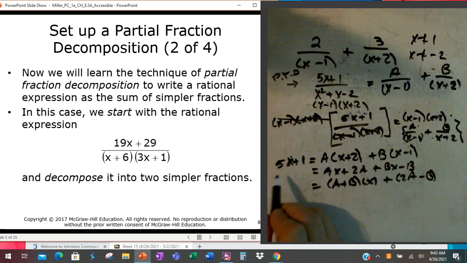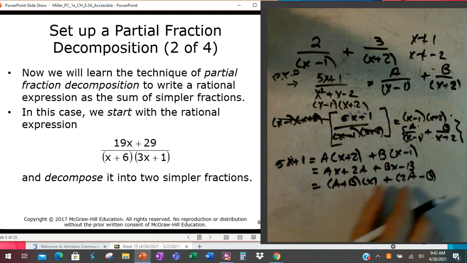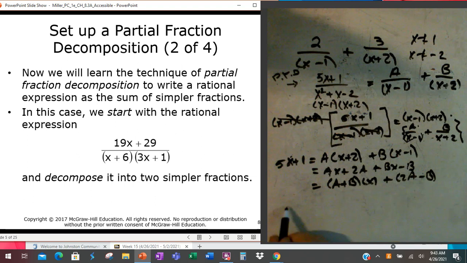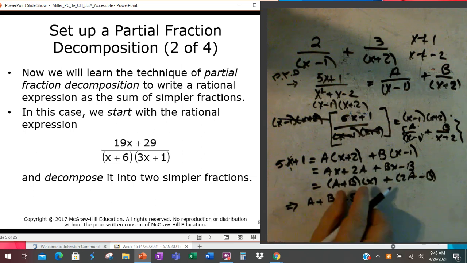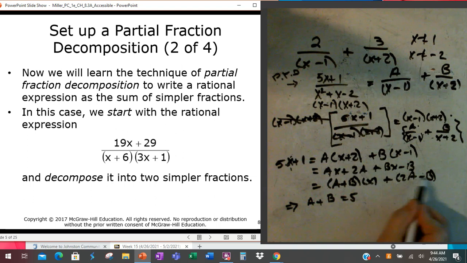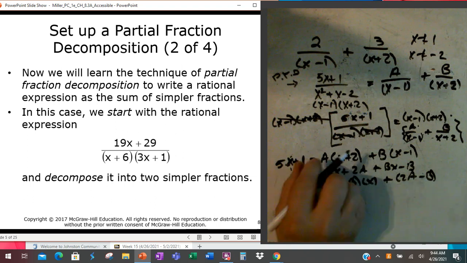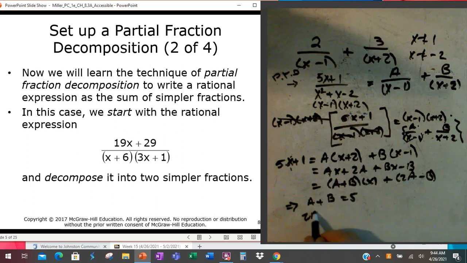Okay. So now I still need to find out what A and B are. I build a system of equations to do it. Okay. So this is equating like coefficients. The A plus B must be equal to 5. This has to be equal to 5x. And then here, without any x's, that has to be equal to the 1, the constant. Okay, so 2A minus B is equal to 1. Okay, which gives us our system of equations.